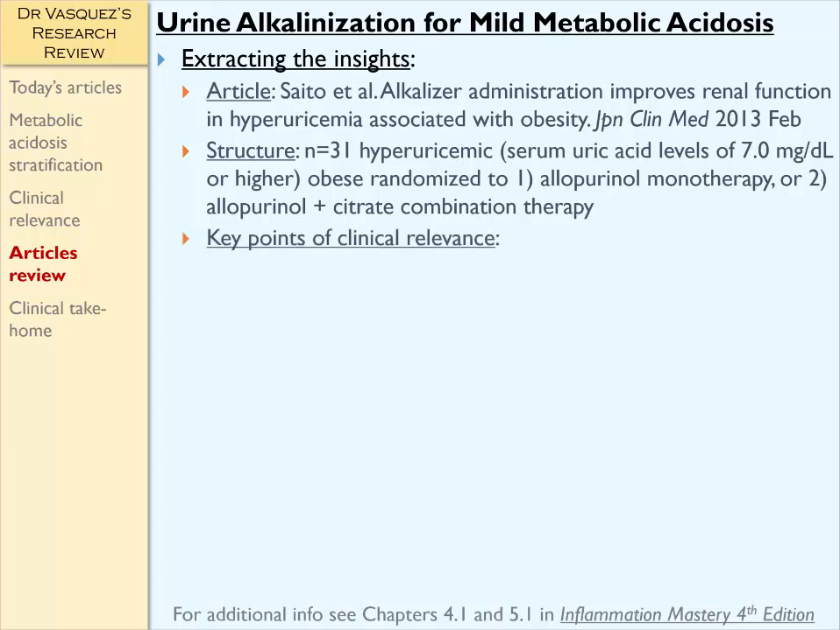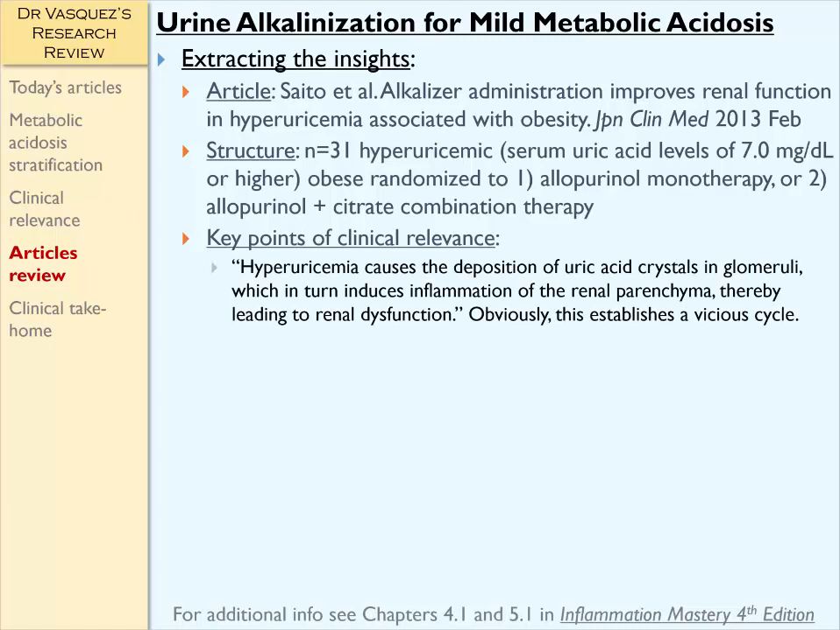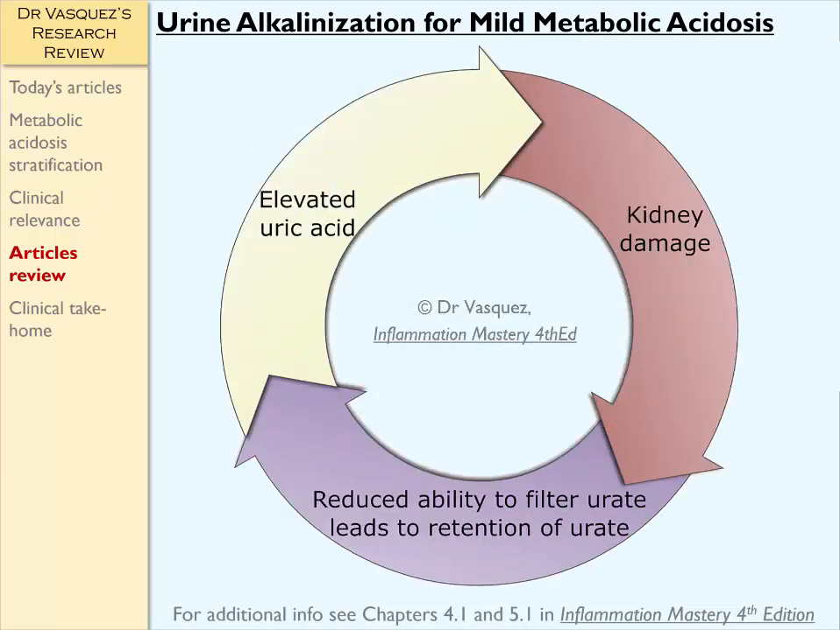The key points of clinical relevance in this study include hyperuricemia causes the deposition of uric acid crystals in glomeruli, which in turn induces inflammation of the renal parenchyma, thereby leading to renal dysfunction. So obviously this becomes a vicious cycle. Patients with elevated levels of uric acid in their blood are depositing crystals in their kidneys, which causes kidney damage. The reduced kidney function then leads again to higher levels of uric acid, and that kidney damage reduces the kidney's ability to filter out the uric acid, leading to more uric acid, which leads to more crystallization and therefore more damage, again in a vicious cycle.